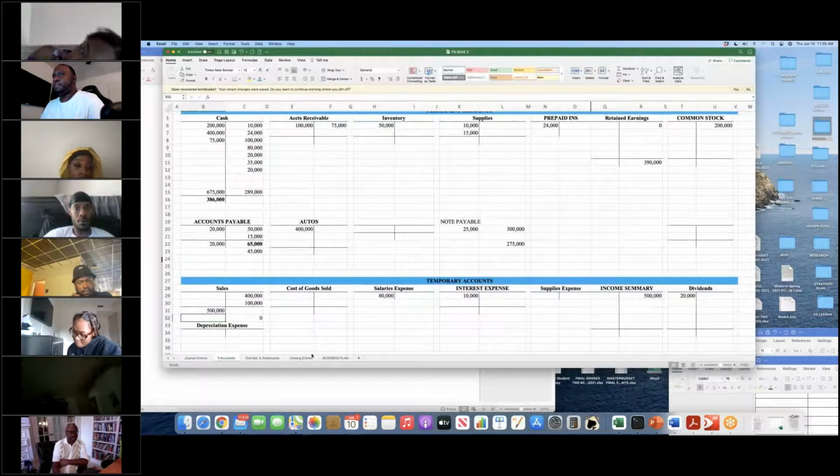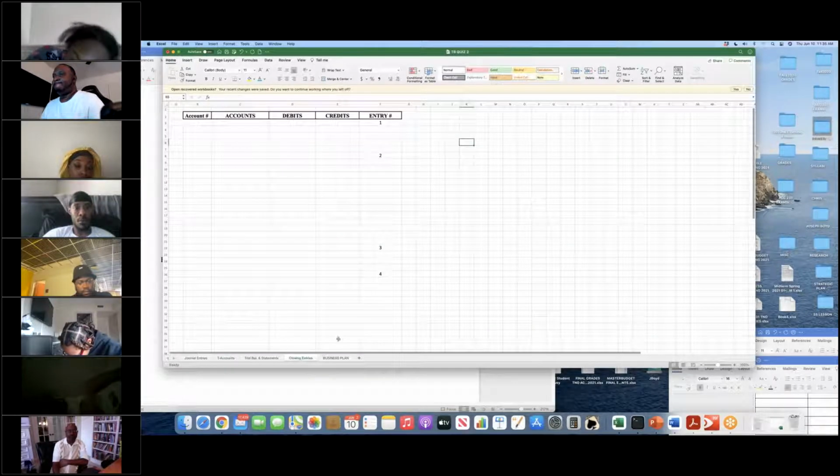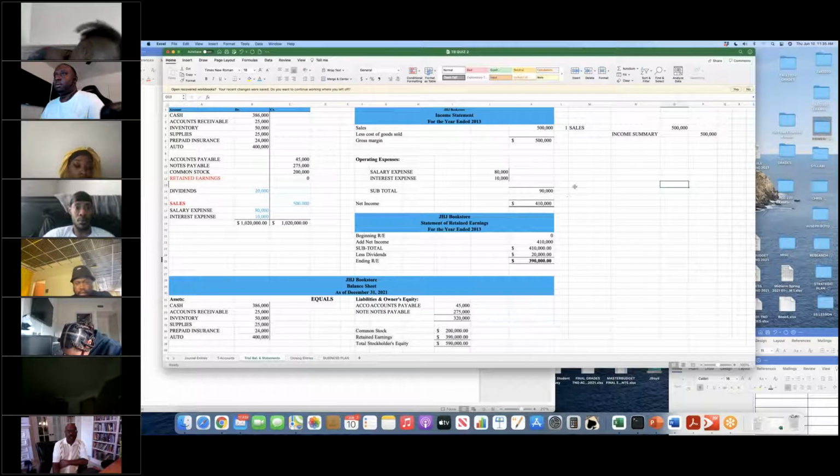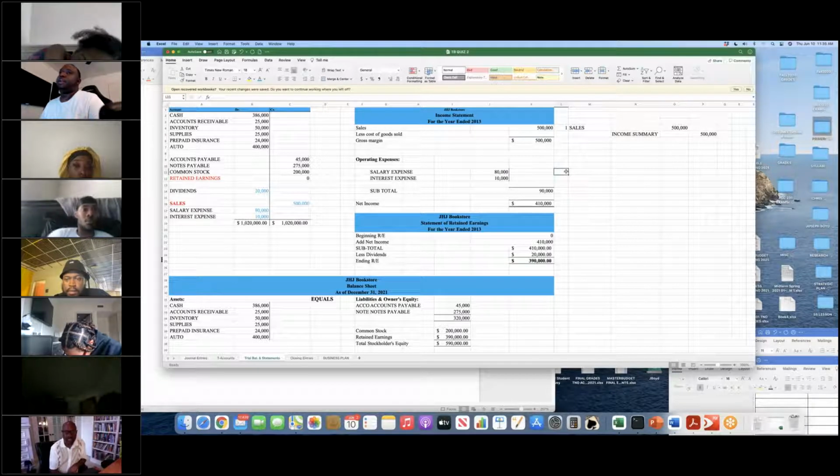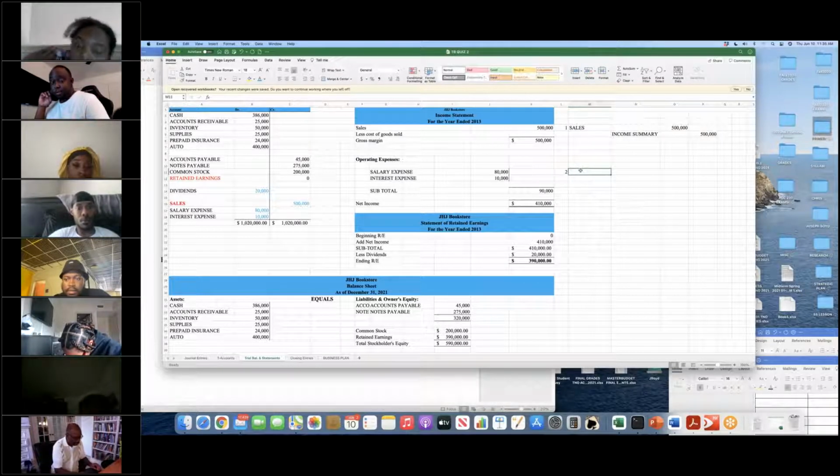Okay, closing entry two. Are the expenses. So now we're ready to make closing entry two. So in closing entry two, we're going to debit income summary.